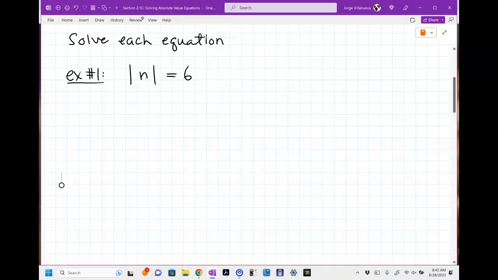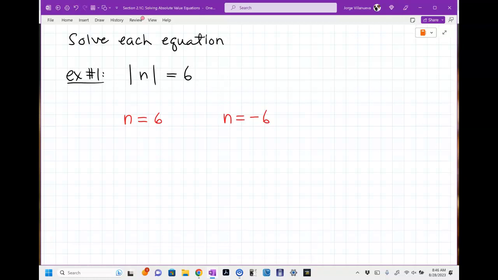Solve each equation. And example number 1 says the absolute value of n is equal to 6. Now remember, what we're supposed to be doing is breaking this up into 2 pieces. So here's the first piece. N equals 6. The other piece should say n equals what? Negative 6. And then I'm supposed to solve, but can I solve anything else now? Or am I done? I'm done. N equals 6. N equals negative 6. That's it. Your problem's done.